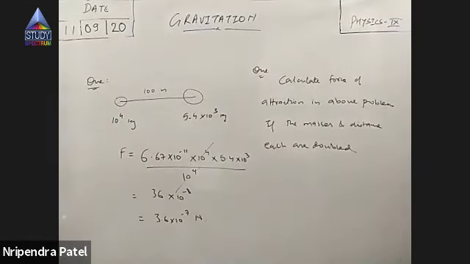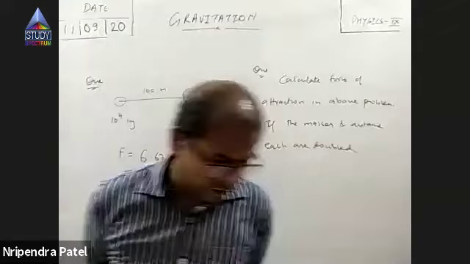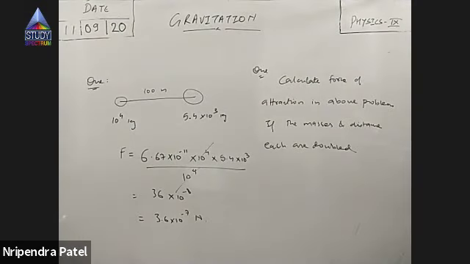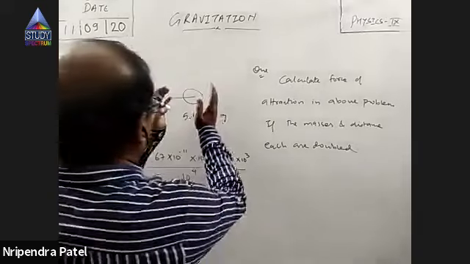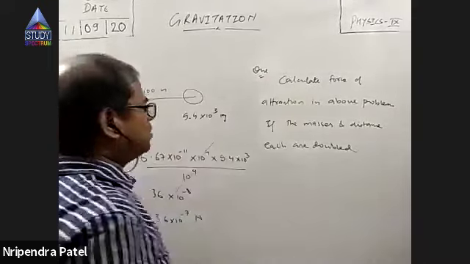Calculate the force of attraction in the above problem if all the masses and the distances are doubled. If the masses are doubled and distances also doubled, what will happen? What will be the force of attraction acting between the two masses? See, my question will be, everything is doubled. This is doubled, 2 into 10 raised to 4, this is 10.8 into 10 raised to 6, and the distance is 200 meter.